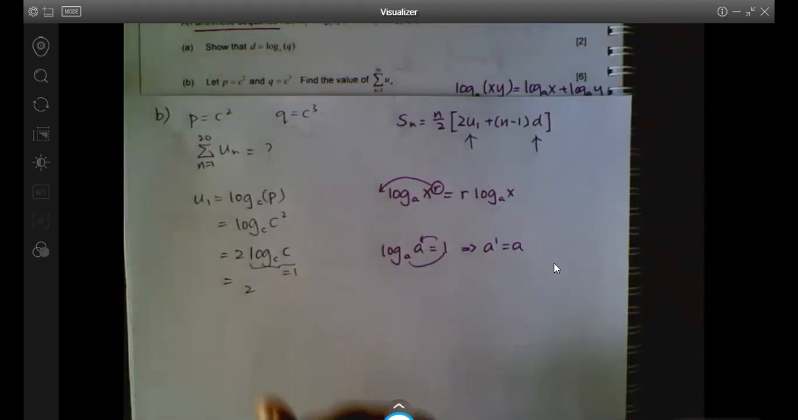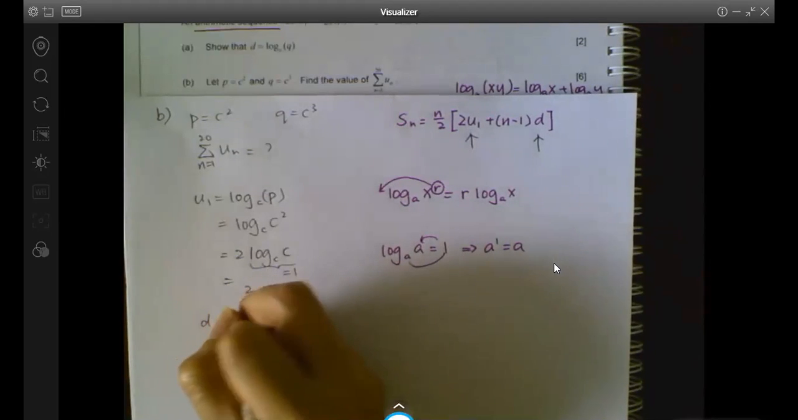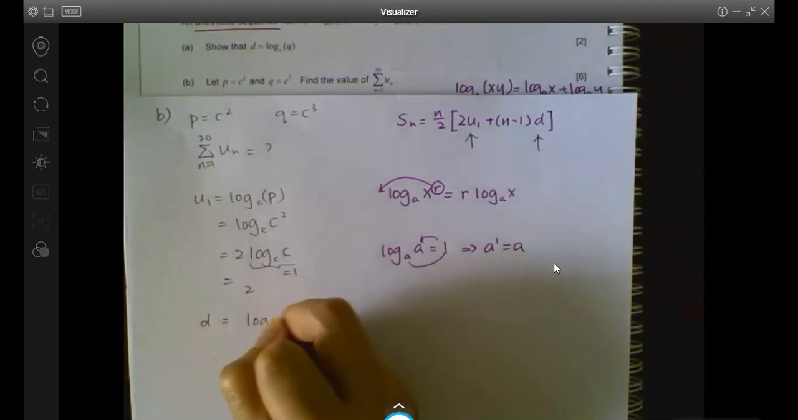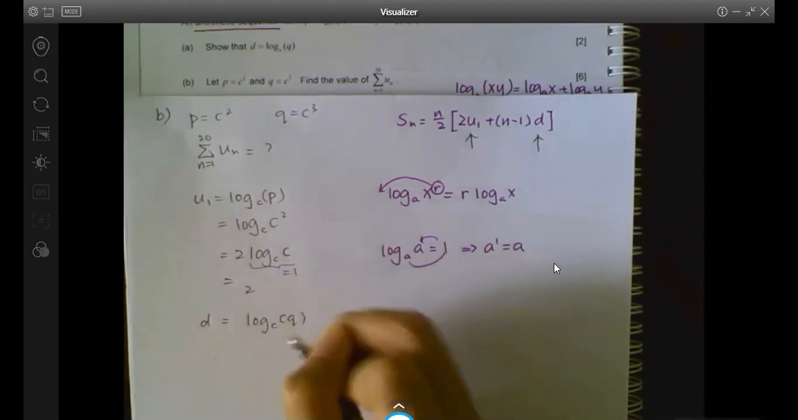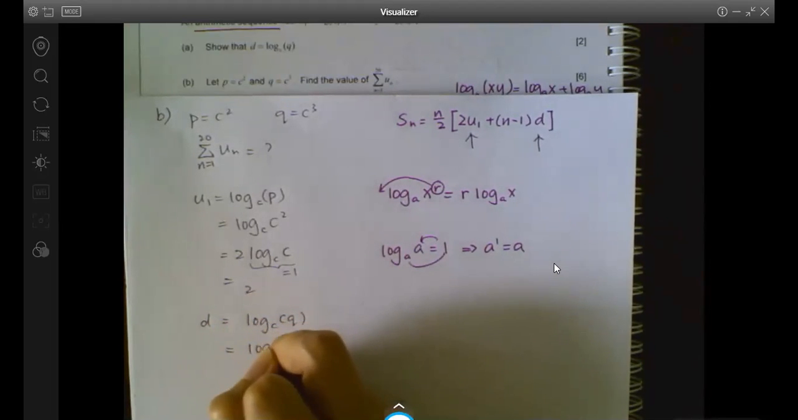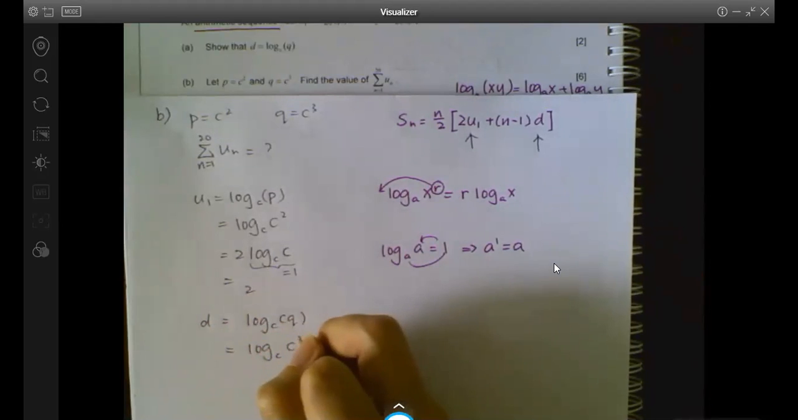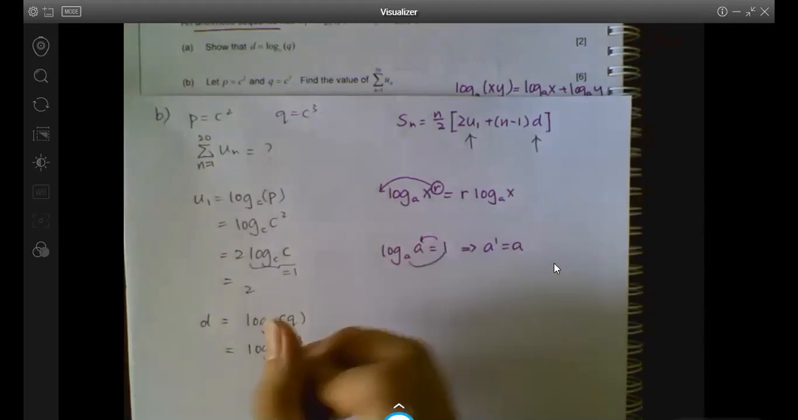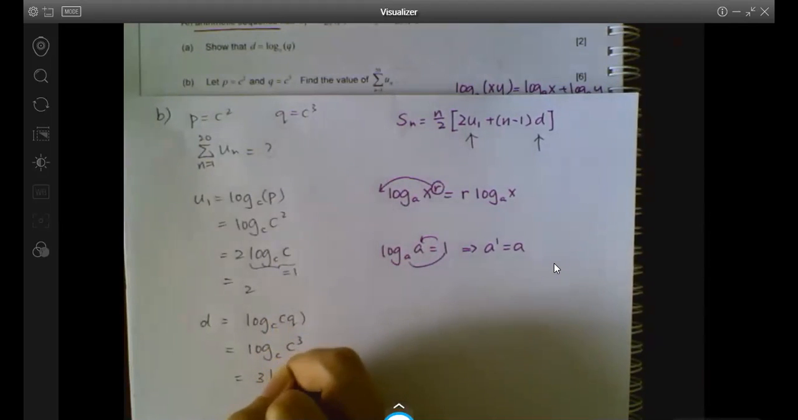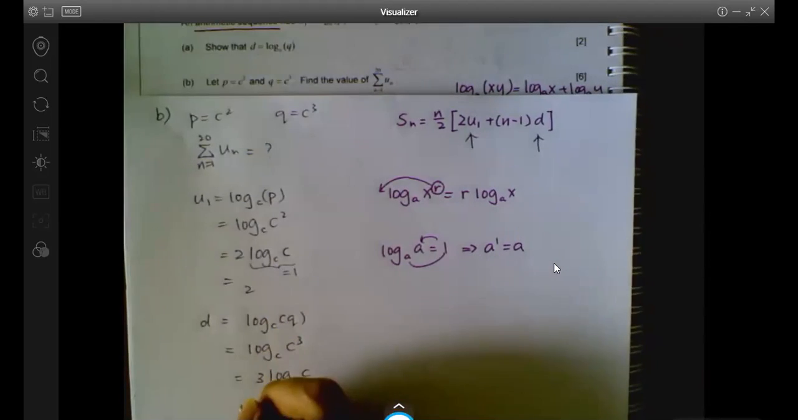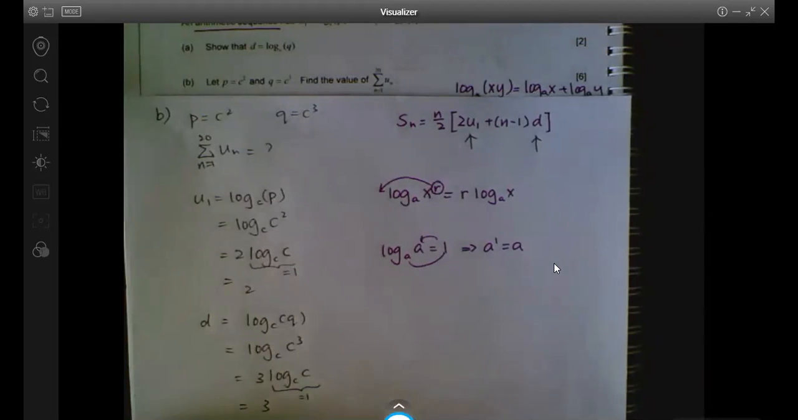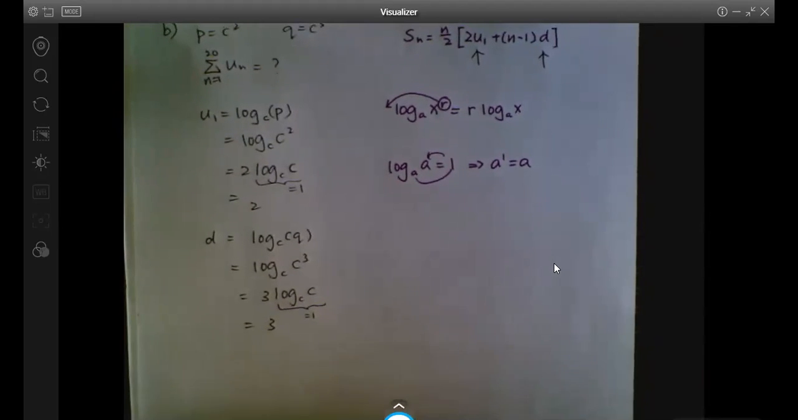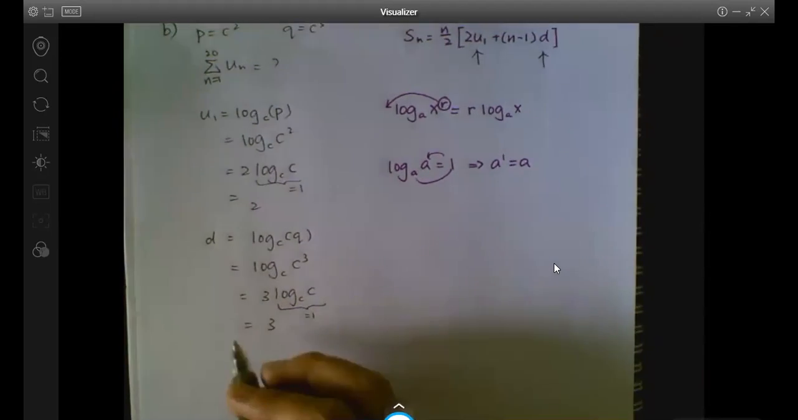Okay, now let's work on d. d, as we have shown, is log base c of q. And q, we are given in this part, q is c cubed. So I'm going to do the same trick with the power, and I'll get 3 log base c of c, and then again 3, because this part is 1. Right, we've got what we need, so we can put it into the equation.